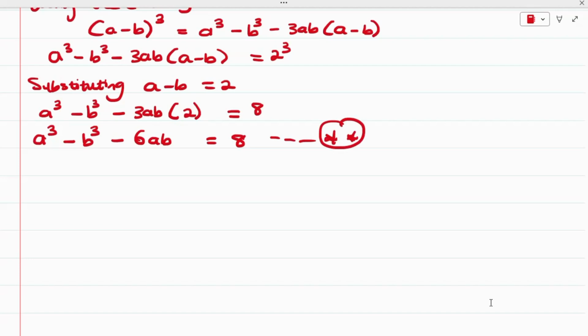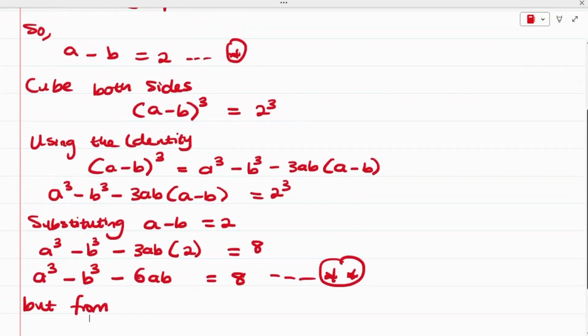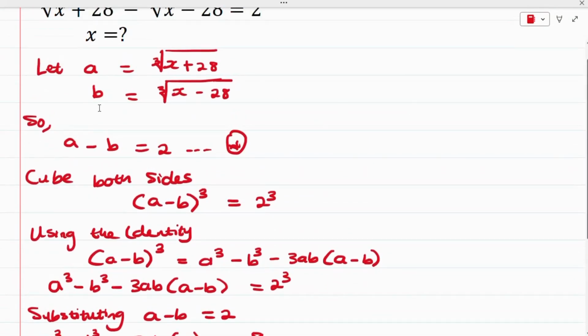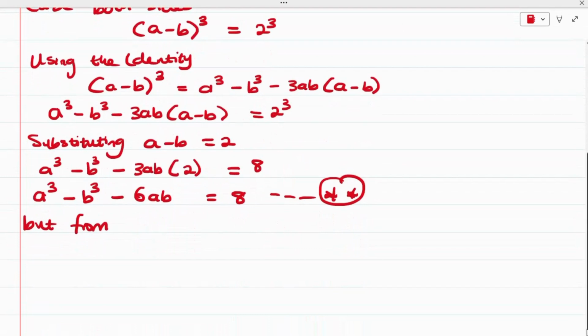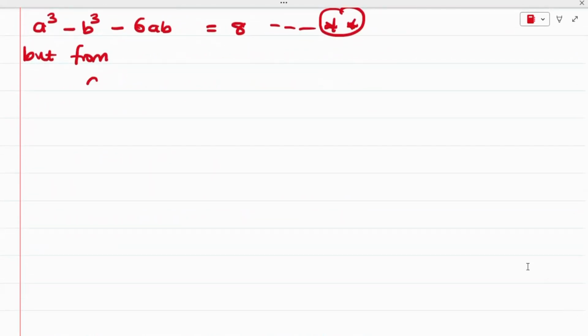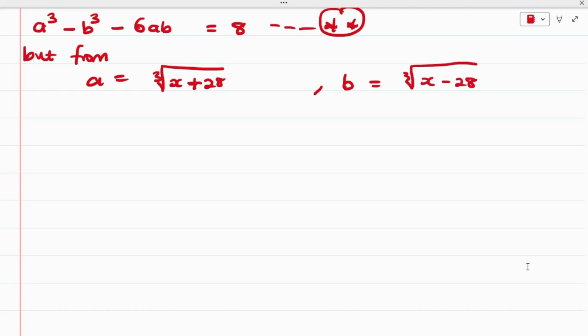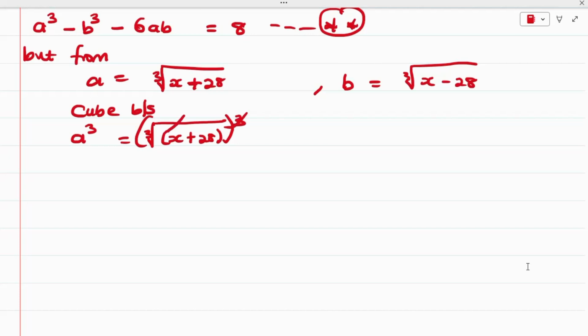All right, now let's simply recall that at the beginning we said let a be equal to the cube root of x plus 28 and b be equal to the cube root of x minus 28, right? So we're going to say a equal to the cube root of x plus 28 and b equal to the cube root of x minus 28. Now this part we want to say let's cube both sides. So we have a raised to the power of 3 is equal to the cube root of x plus 28 all raised to the power of 3. Okay, so we cancel this out, so we have a raised to the power of 3 is equal to x plus 28.